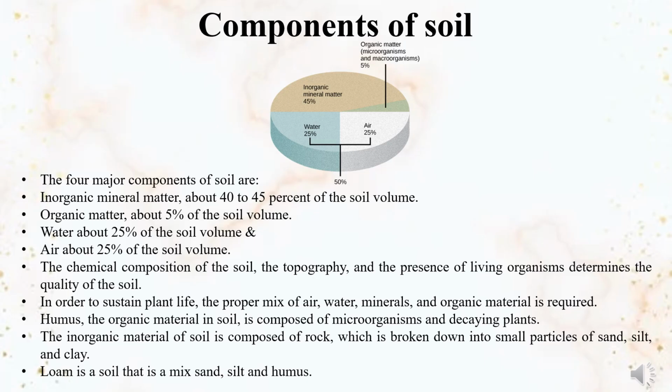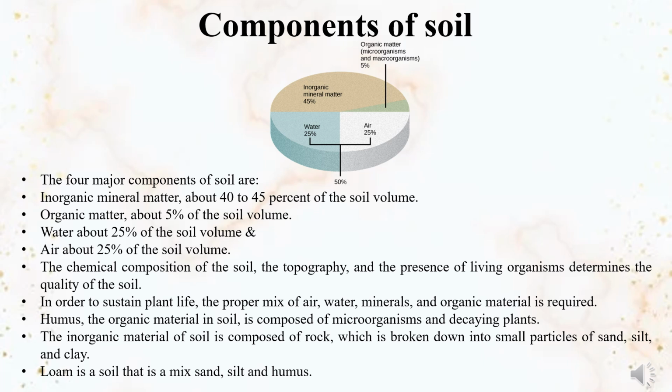So let's study about the components of soil. The four major components of soil are inorganic minerals, organic matter, water, and air. Inorganic mineral matter is about 40 to 45% of the soil volume, organic matter about 5%, water about 25%, and air about 25% of the soil volume.